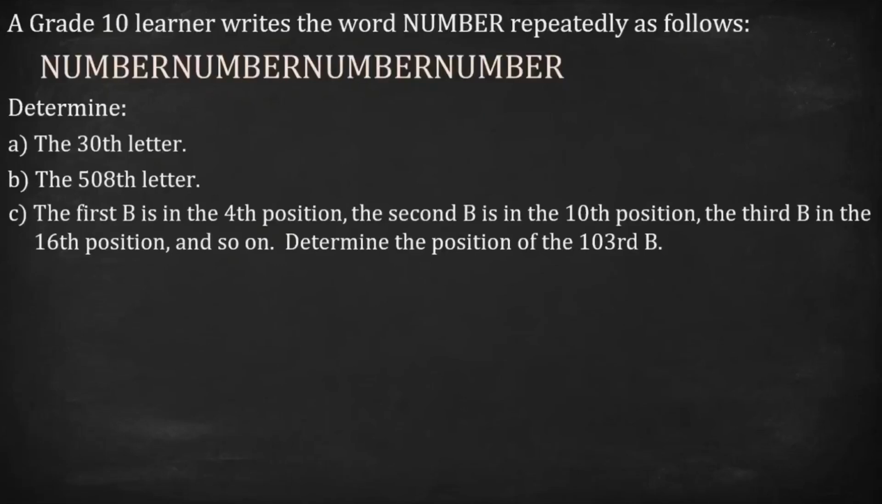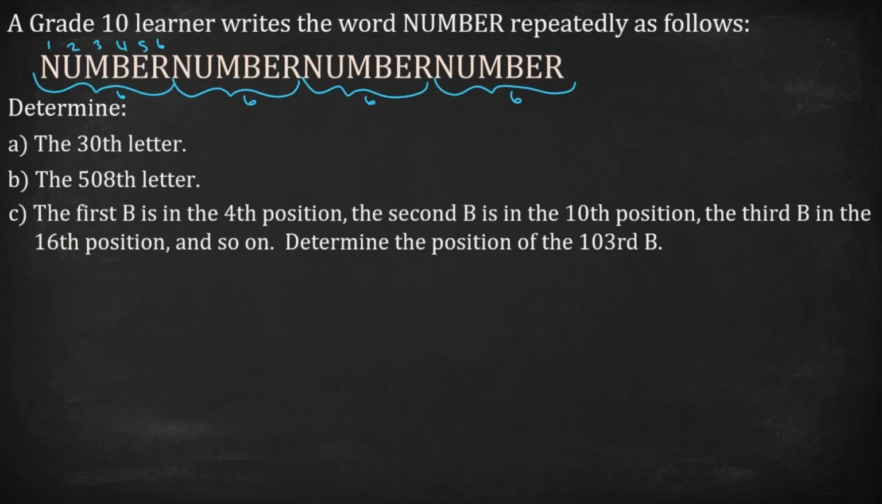A grade 10 learner writes the word number repeatedly as follows: number, number, number, number, and so on. So we have to determine the 30th letter, the 508th letter, and then this question as well. Let's first understand this repeating pattern. This word number contains 6 letters. Let's see. 1, 2, 3, 4, 5, and 6. So after this 6 letter cycle starts again. That means this pattern repeats in cycles of 6. Here we've got 6, 6, and so on.